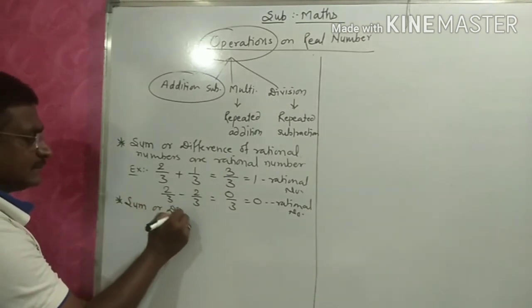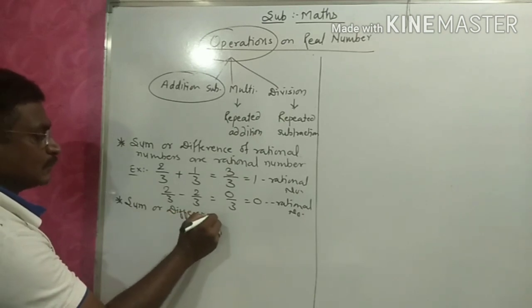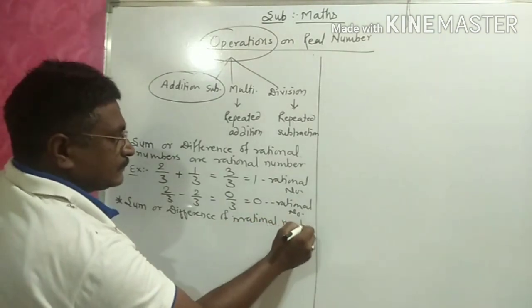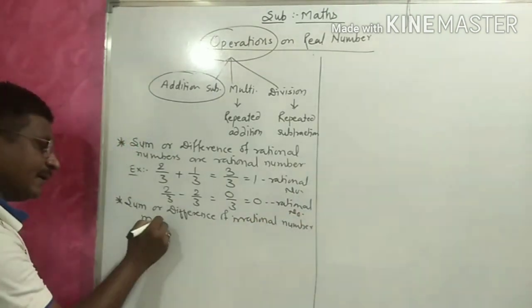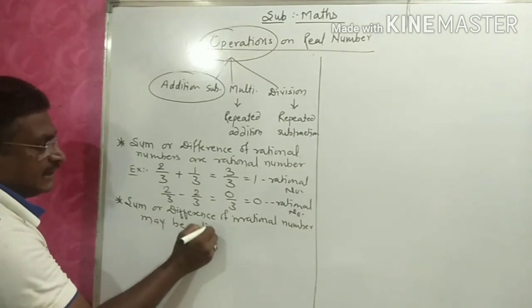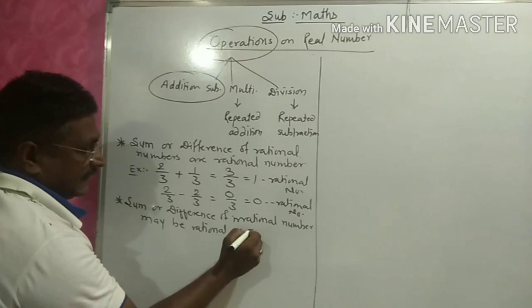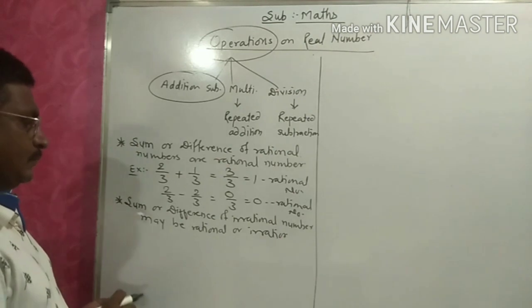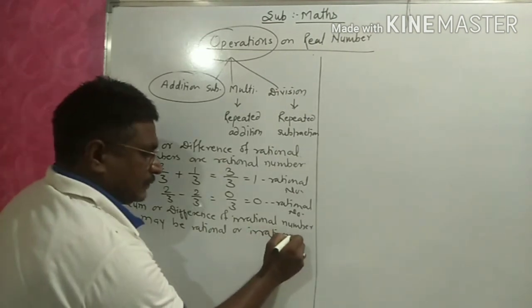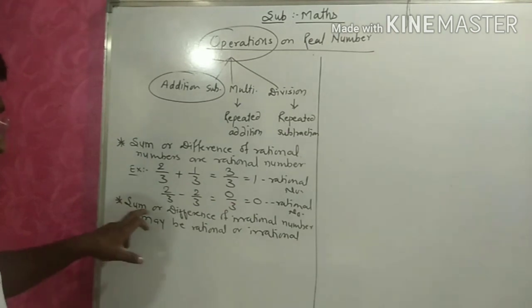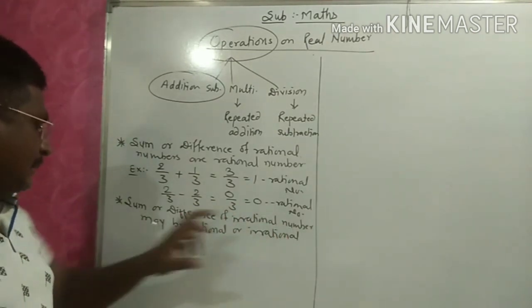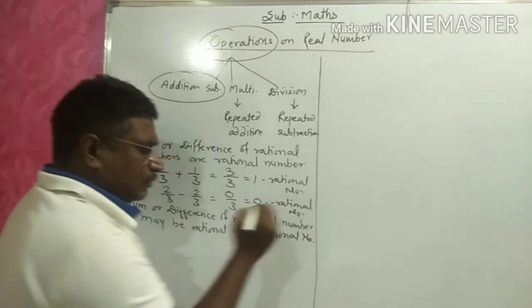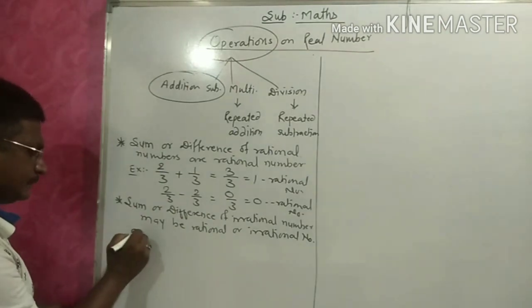Sum or difference of irrational numbers may be rational or irrational. So what we wrote here: the sum or difference of irrational numbers may be a rational or irrational number. What is the meaning of this? We will see the example.